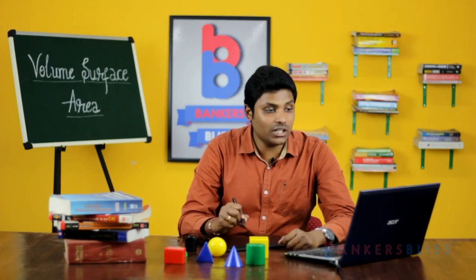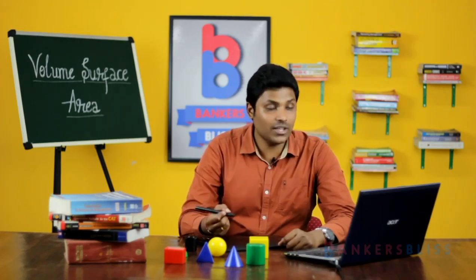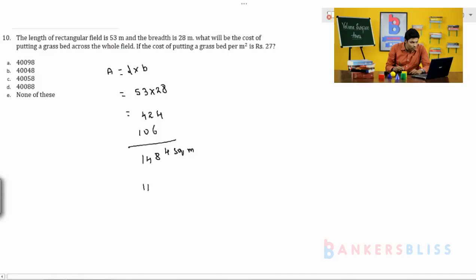But per square meter we have to give rupees 27. Therefore, for 1484 square meters it will be 1484 into 27. So which is equal to 7 4s are 28, 2 carry over, 7 8s are 56 plus 2, 58. Again 5 carry over, 7 4s are 28, 28 plus 5, 33, 3 carry over, 7 1s are 7 plus 3, 10. Next, 2 4s are 8, 2 8s are 16 plus 1, 2 4s are 8 plus 1, 9, 2 1s are 2. So how much are you going to get? 8, 8 plus 8, 16, 1 carry over, 10 plus 1.